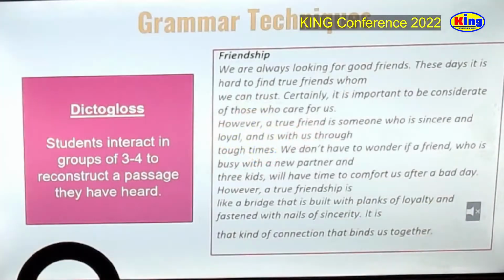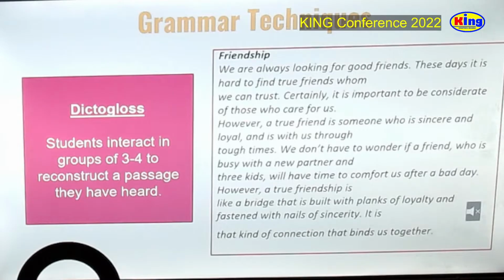Then this is an interesting technique that I haven't tried in my classroom: dictogloss. Students interact in groups of 3 to 4 to reconstruct a passage they have heard.